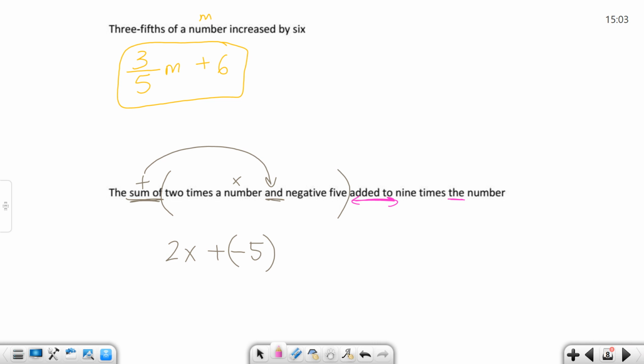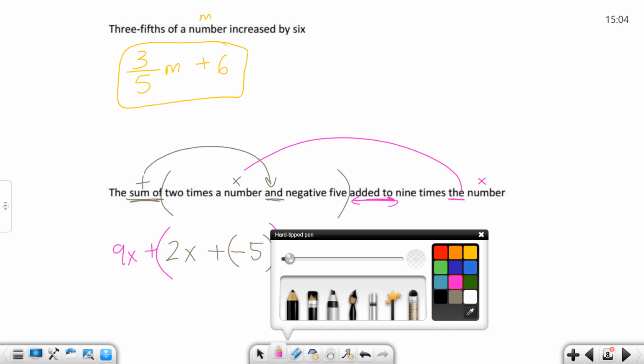So 9 times the number. So this, since it's the number, it goes back to this one. So this is still going to be x. So added to 9 times the number. So this is 9x added to all of that stuff. Now those parentheses I just did there in the pink, they're not necessarily necessary. You're adding it, but if it was subtracted or something like that, it would be necessary. So I'm going to put it there and let you deal with it from there.